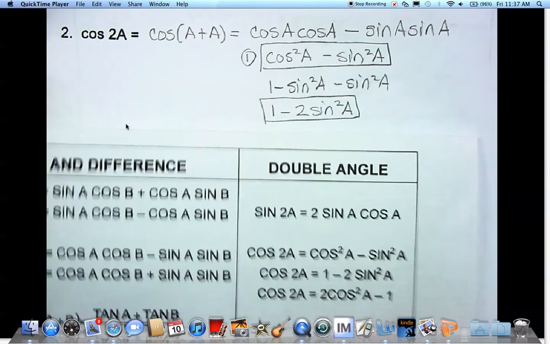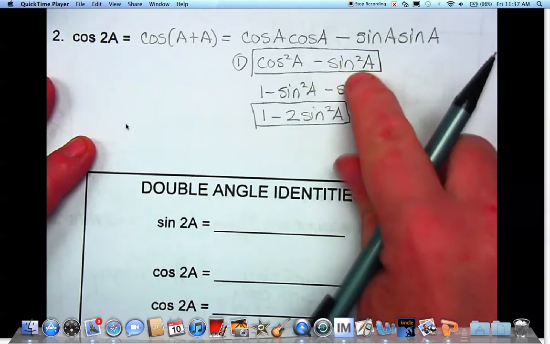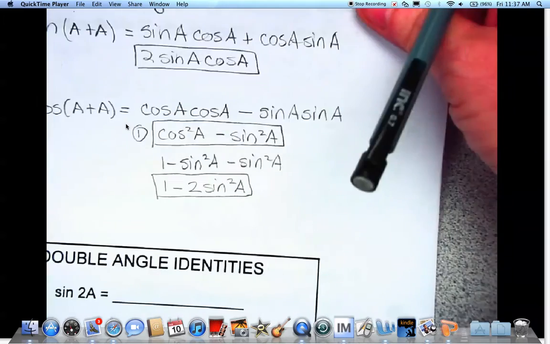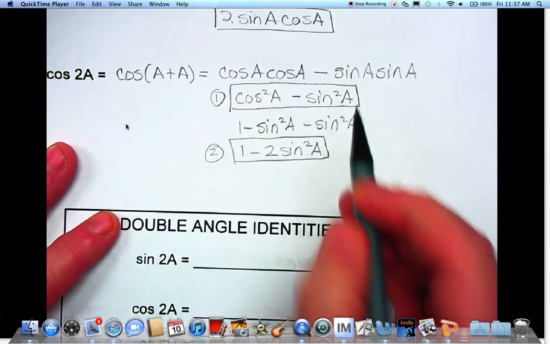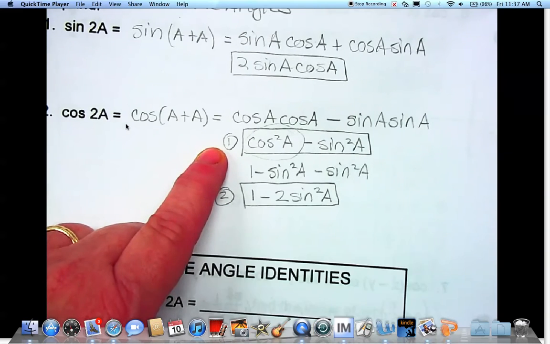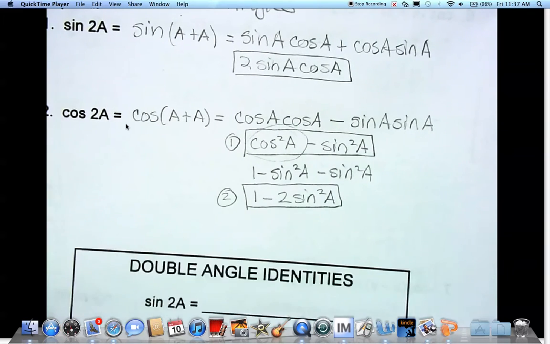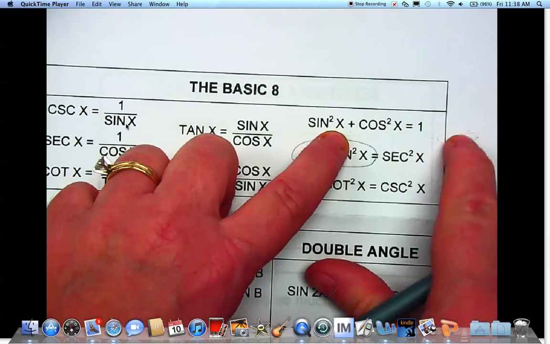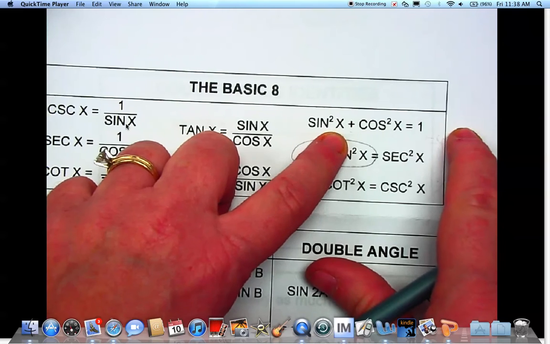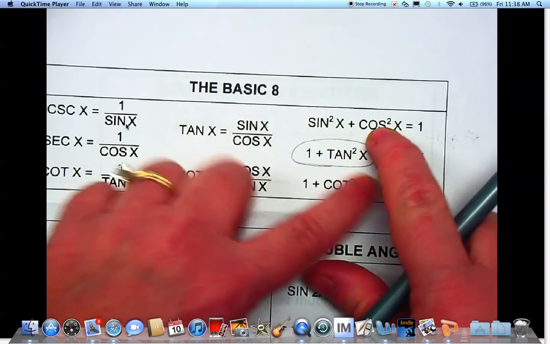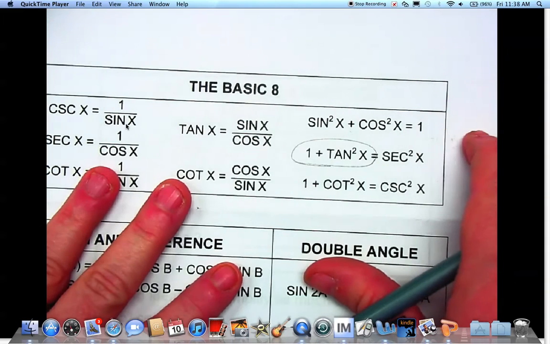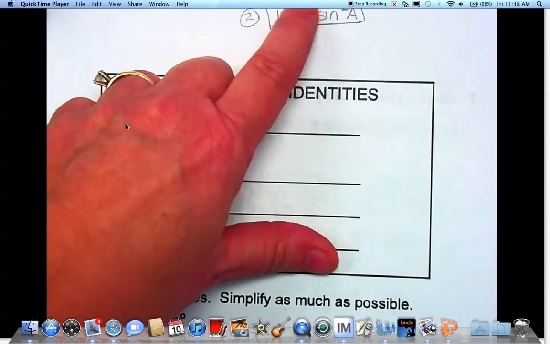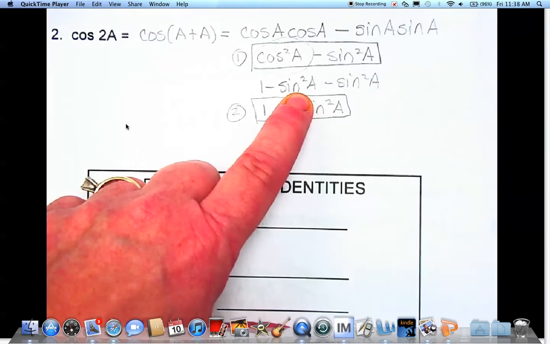And then we could do the same thing with sine. Wait, how'd you get the 1 minus sine squared a minus sine squared a? I substituted for cosine squared a. Move the cosine over, or for sine, move the sine over. So cosine squared a equals 1 minus sine squared a. So we put 1 minus sine squared a in there for the cosine squared a.